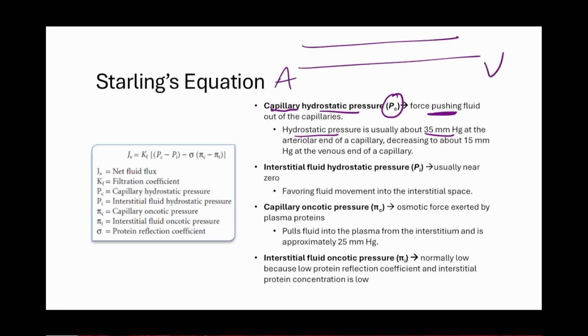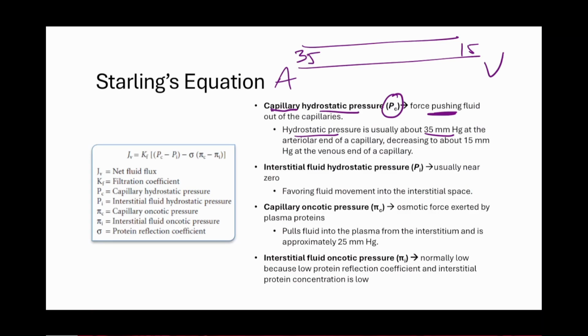We have the venous end. So hydrostatic pressure is about 35 here, and it's about 15 on the venous end. Why has hydrostatic pressure gone down as you go along the length of the capillary? Lower pressure in the venous. What are we doing with hydrostatic pressure? Pushing fluid out, right? If I'm pushing fluid out, as you go along the length of the capillary, eventually you're going to have less and less volume because you pushed it out. If there's less volume at the venous end of the capillary, the hydrostatic pressure is going to go down.